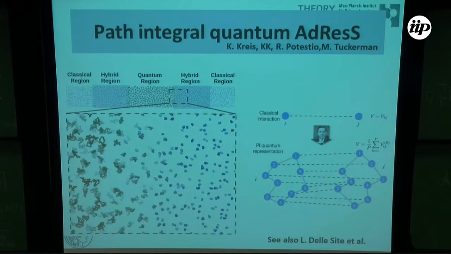We can couple classical and path integral quantum calculations in the very same scheme. There's also some very nice work by Luigi Della Site in Berlin, using this idea that the classical particle becomes a kind of ring polymer description. That's the famous idea of Feynman. And when you then go from the quantum region to the classical region, your mass related to the quantum aspect becomes larger and larger, and eventually the particles shrink to a point particle, while the overall motion of a particle you do by a classical approach.